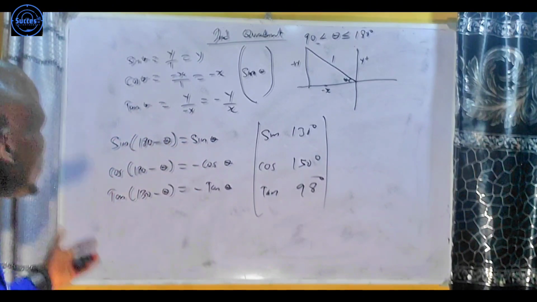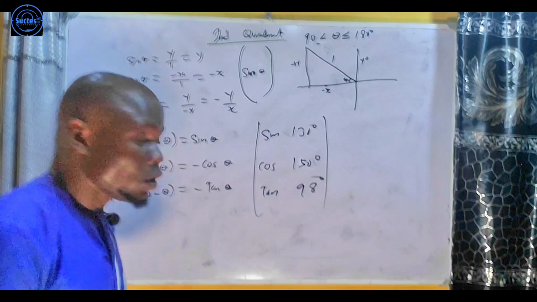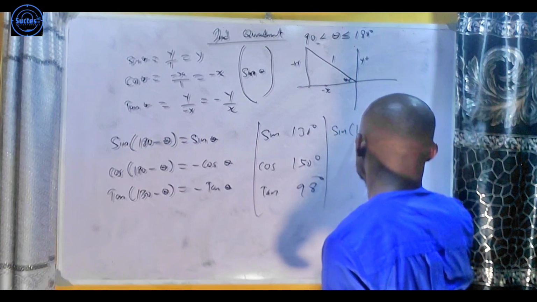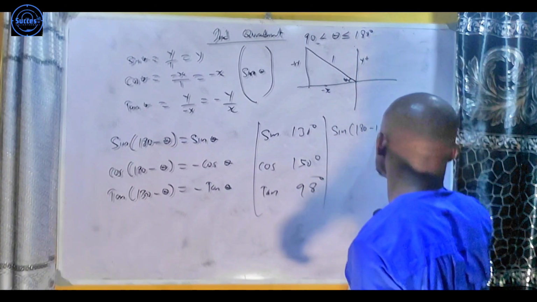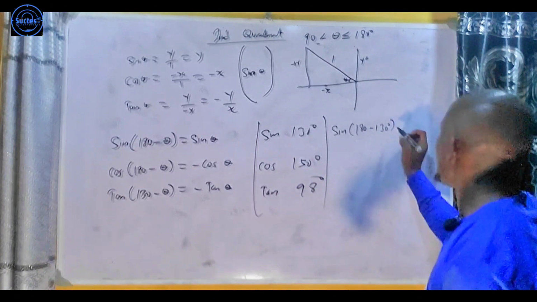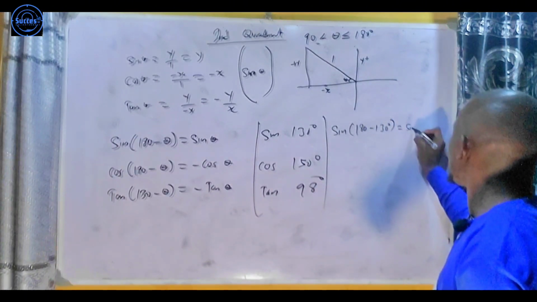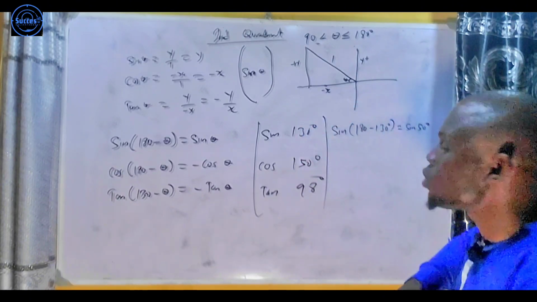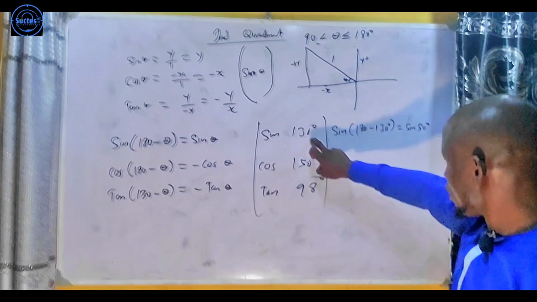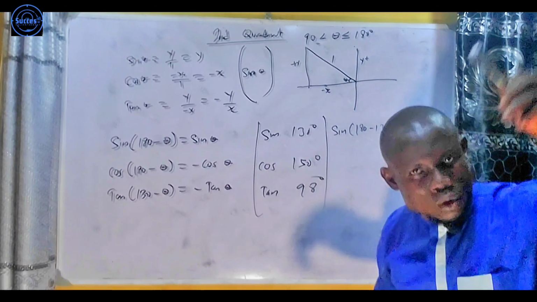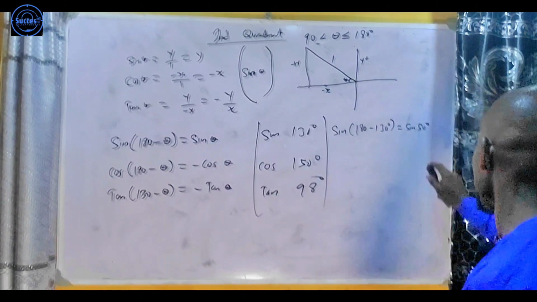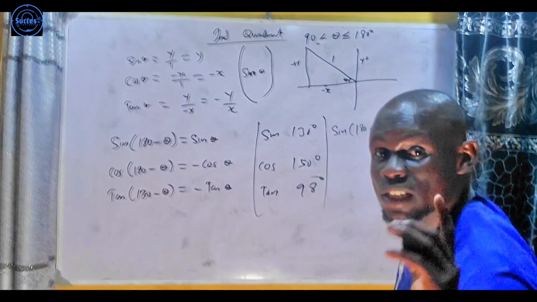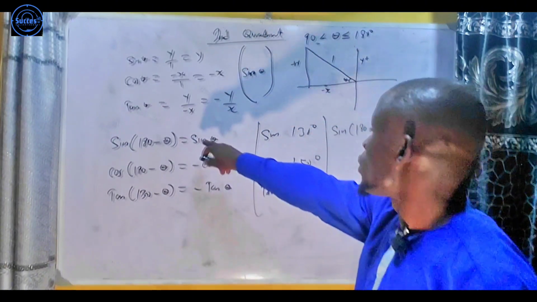And how does that happen? Now we have our theta to be 130 here. So simple. Sine 130 is the same thing as sine (180 minus 130) degrees, which equals sine 50 degrees. This is equal to sine 50 degrees in the first quadrant. Just go and find your sine 50 degrees in the first quadrant using your trigonometric ratio. It is positive.